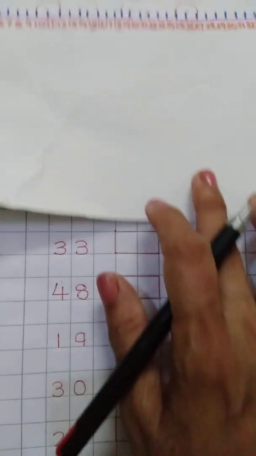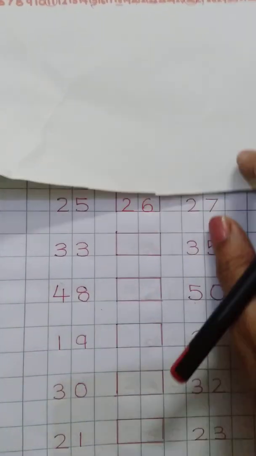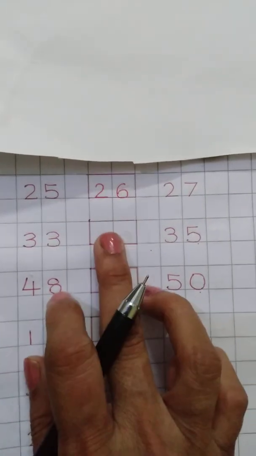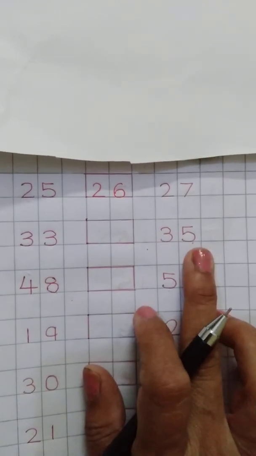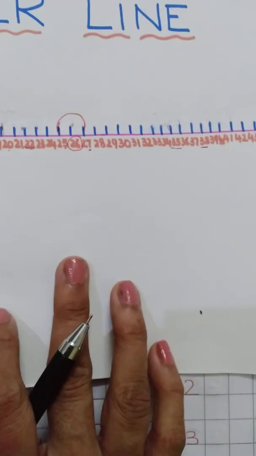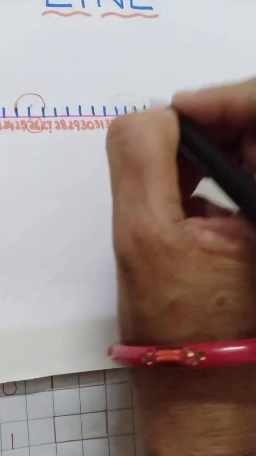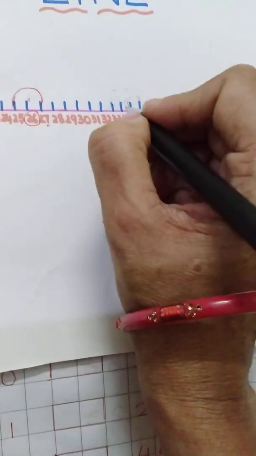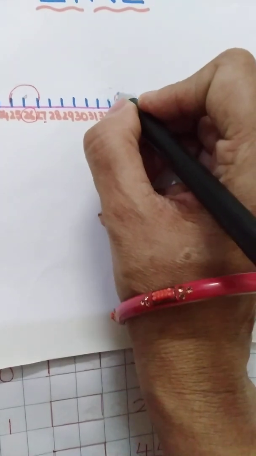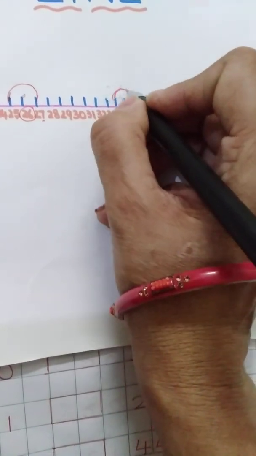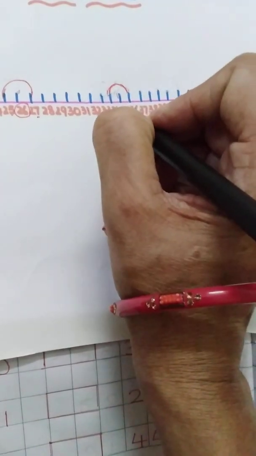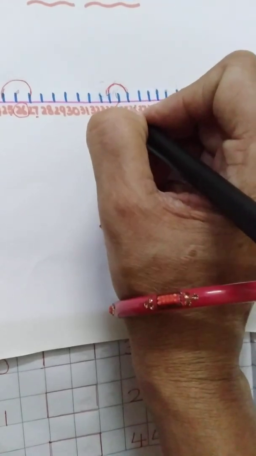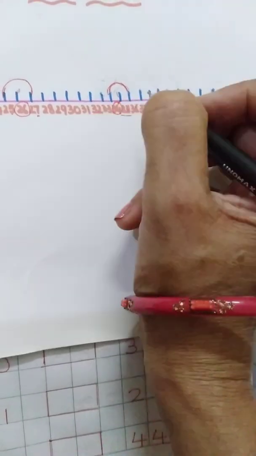Okay, now this is number 33, and here you can see one number is missing. This is number 35. So we have to find out where is number 33 on the number line. Here it is, and this is number 35. We have to go forward towards number 35, and in between you can see number 34 is there. So we will write here 34.